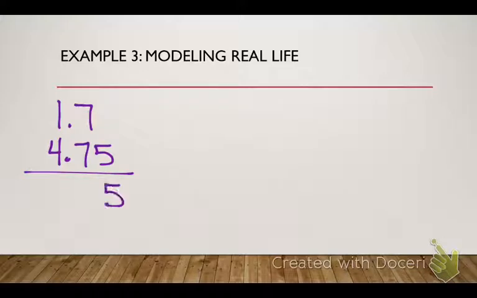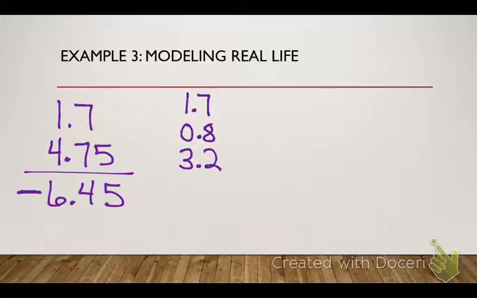All right, so 1.7 and 4.75 is negative 6.45. Are you listening? Okay. Now we take our positives. What did you get for the sum of your positives? 5.7. Okay. And now you have a negative and a positive. So how do you find the difference between them? You subtract and take. Okay, so if you're subtracting, which number goes on top?